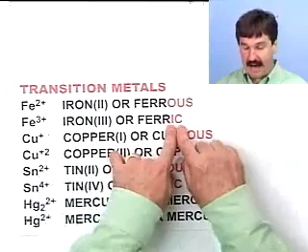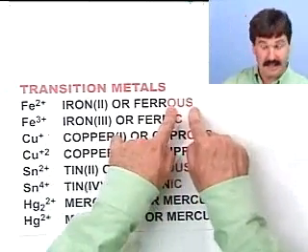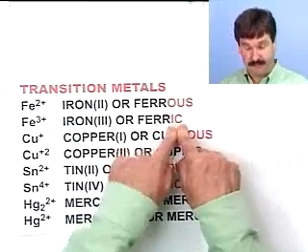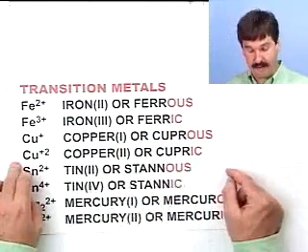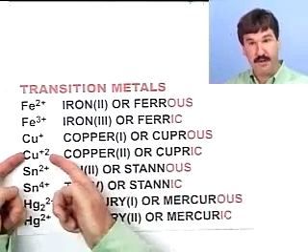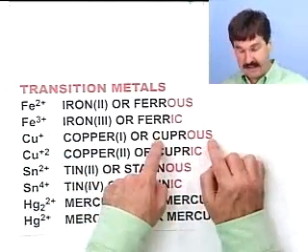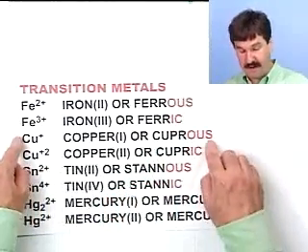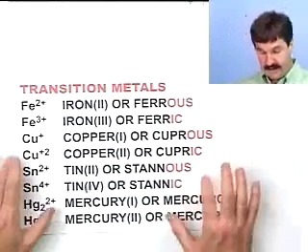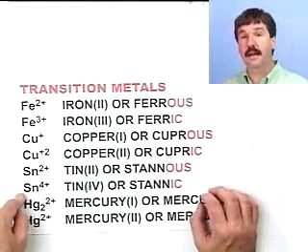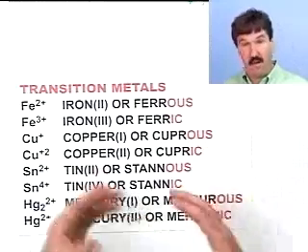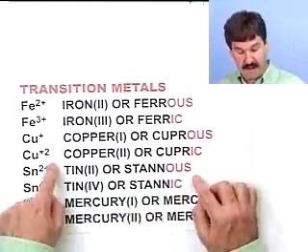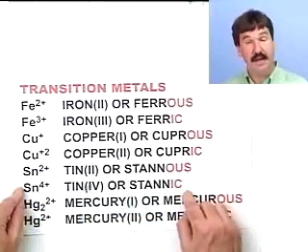Notice the ending IC compared to OUS. We're going to see this again. The higher charge is accompanied by the IC suffix. So for instance, in copper, we have either copper 1 and copper 2, or cuprous and cupric. Again, notice the IC ending for the higher charge compared to cuprous. Tin, we have tin 2 or tin 4 cations. Those are referred to often in the older nomenclature as stannous and stannic. Once again, the OUS referring to the lower charge, the IC referring to the higher charge.